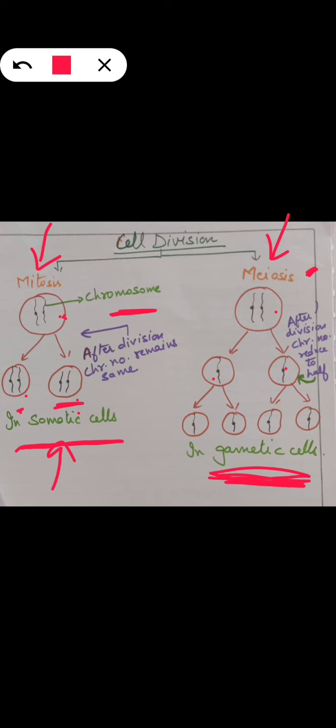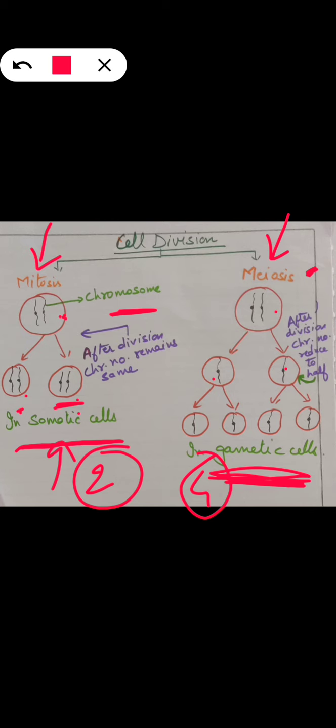One more difference, when mitosis takes place, in the end, two cells are formed. When meiosis takes place, in the end, four cells are formed. You can see over here how it occurs. This is all about cell division. So sometimes a question comes, name the type of division which occurs in the formation of the gametes. It is meiosis. Name the type of division which occurs in our body cells or somatic cells. It is mitotic division.